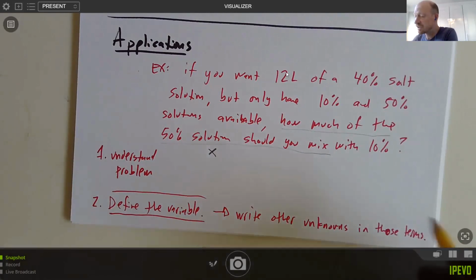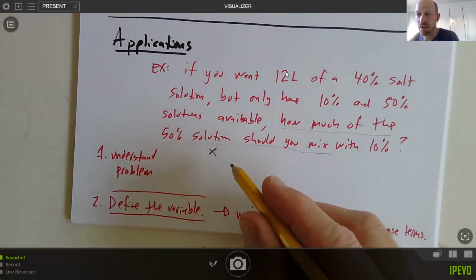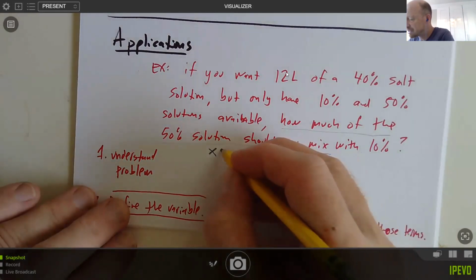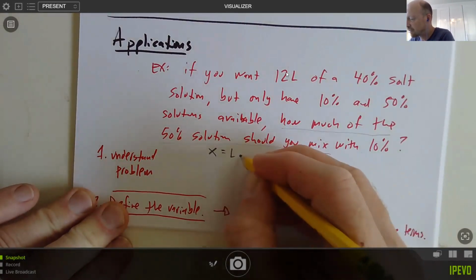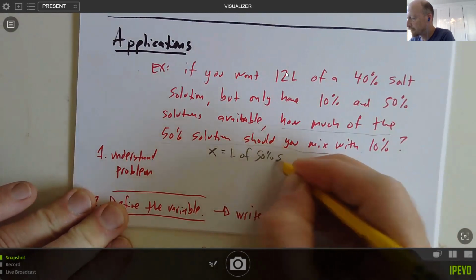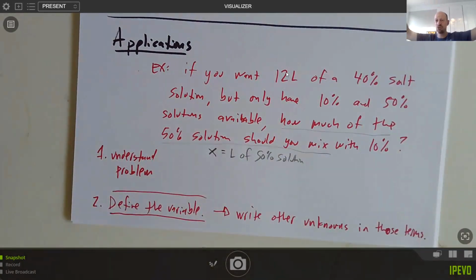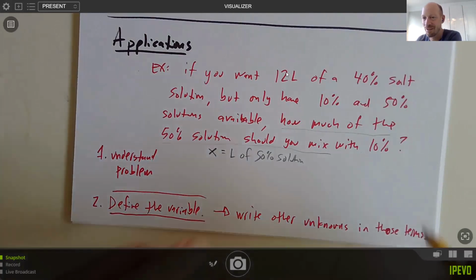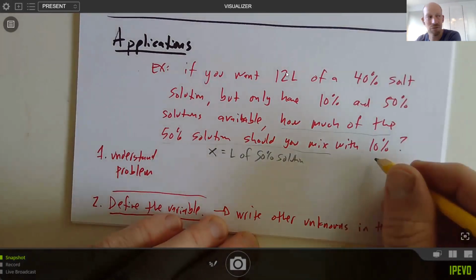Liters. So the liters is the measurement in which these things are. So X, to be specific, is going to be the liters of the 50% solution. Like I imagine I have two huge bins of 50% solution and 10% solution. So X is the amount of 50% solution I take out. What else do I need to know to make my final mixture of this 40% solution? Anybody? Any other unknowns?